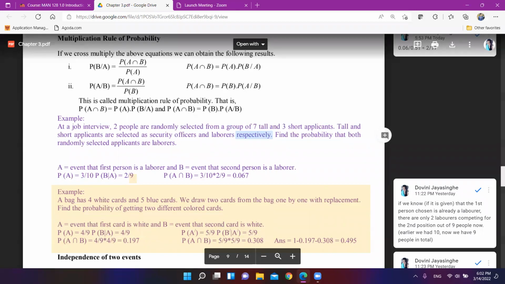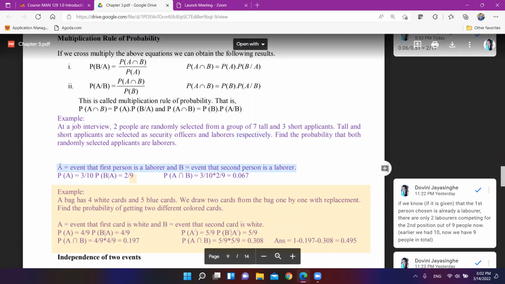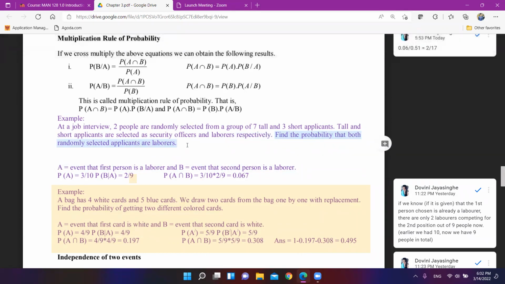So let A be the event that first person is a laborer. Let B be the event that the second person is a laborer.